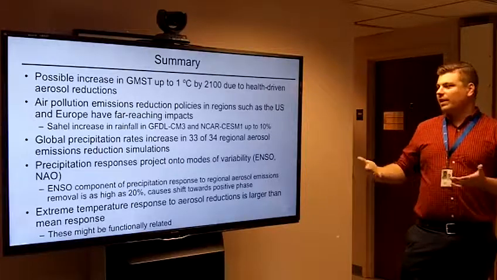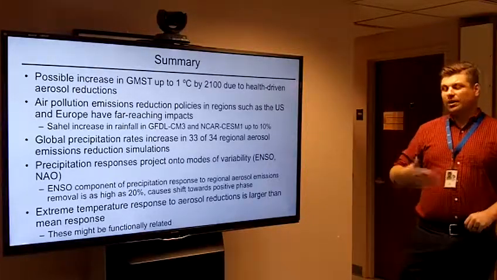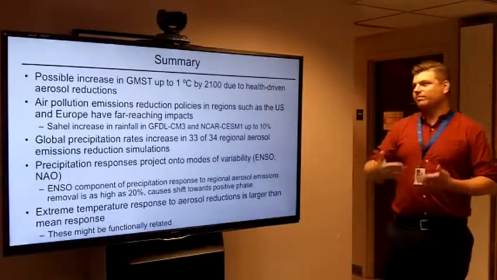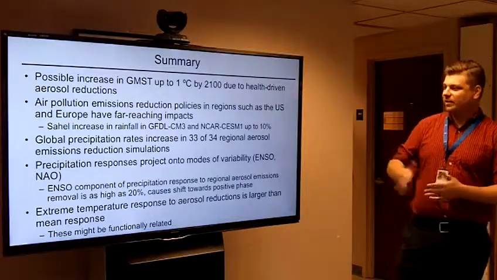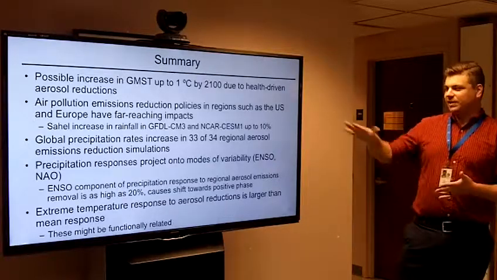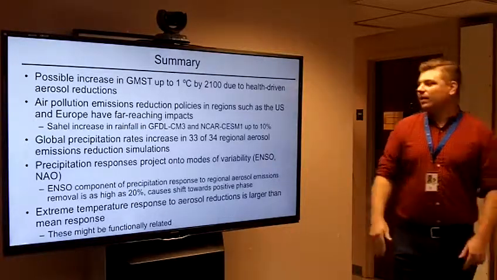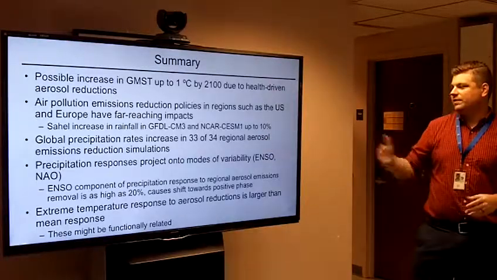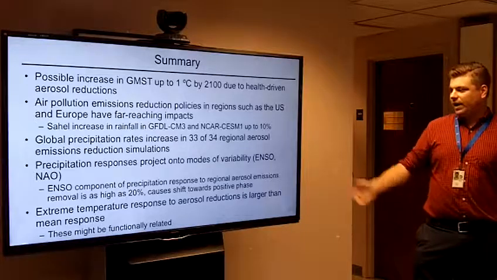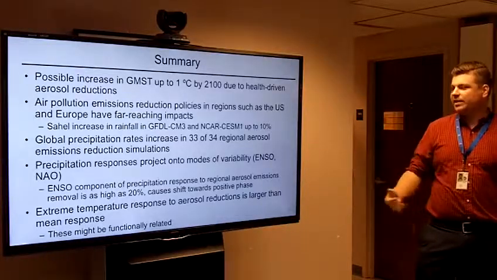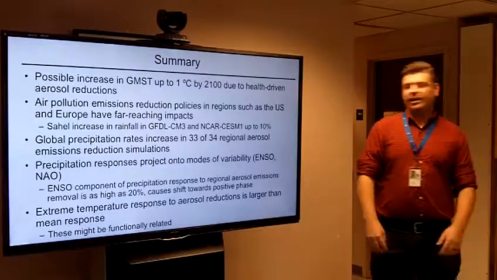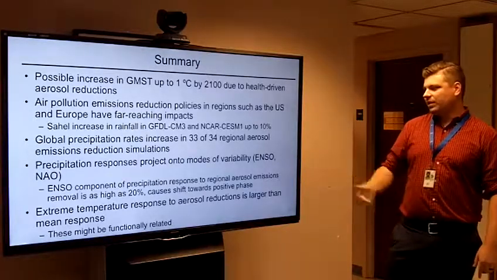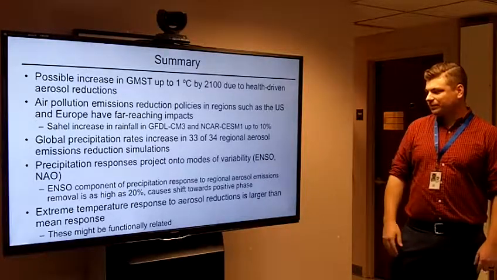This could have a lot of different policy implications. It's not necessarily all benefits, because there could be increases in extreme precipitation, which could cause disbenefits. So I'm just going to say it's far-reaching impacts. Global precipitation rates in all the different regional perturbations are mostly increases. And we find that the precipitation responses project onto known modes of variability, like ENSO and possibly the NAO. The ENSO component of precipitation could be as high as 20%.